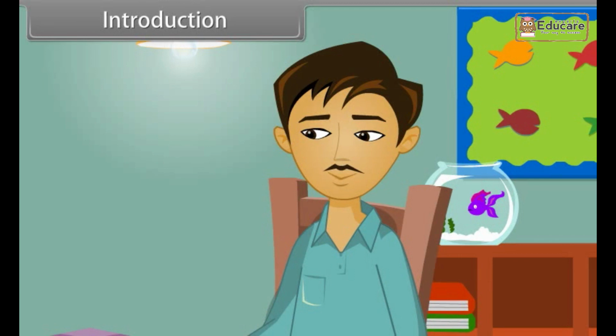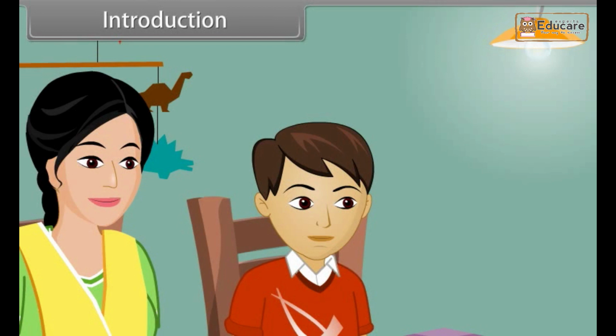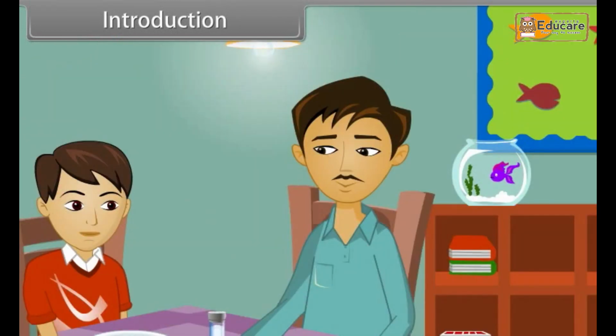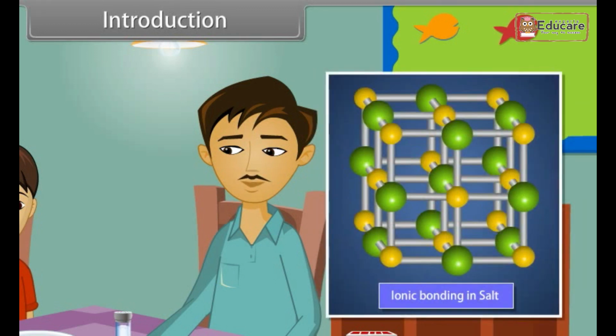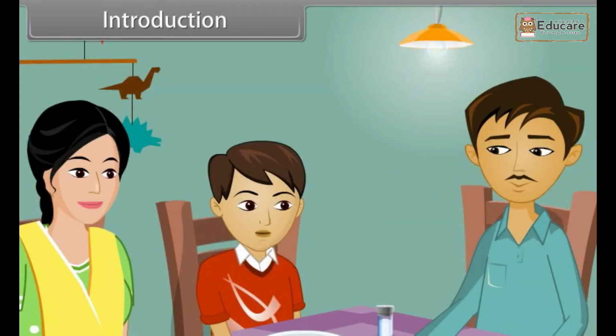Okay, so tell me, why do sugar and salt particles have different structures? Maybe due to different constituent particles? Son, your answer is right, but not appropriate. I will tell you. Every structure depends upon the nature of chemical bonding between them. In sugar, there is covalent bonding in the molecules, whereas in salt, there is ionic bonding in the molecules. Okay, Father. I got the reason and I want to know some more about that.